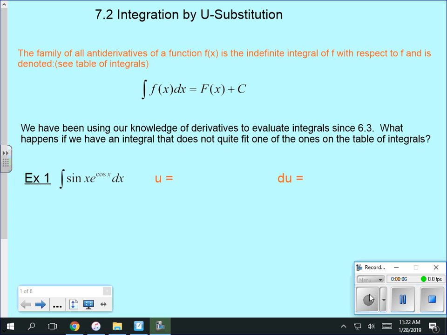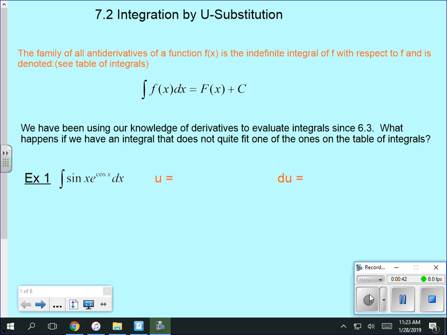Before we actually begin, the little part at the top is kind of separate from what we've been doing, or from what we're going to do. The family of all antiderivatives of the function is the indefinite integral. A definite integral has bounds, goes from point A to point B, and you will get a specific numeric value. An indefinite integral has no bounds, and it's the general solution. When you do the antiderivative plus c, that is your solution to an indefinite integral.